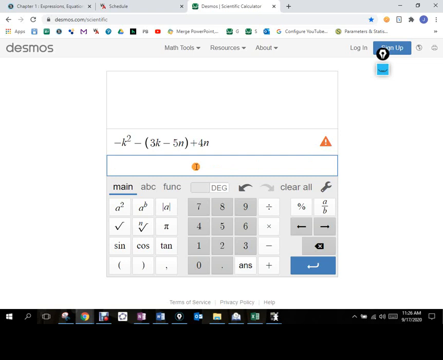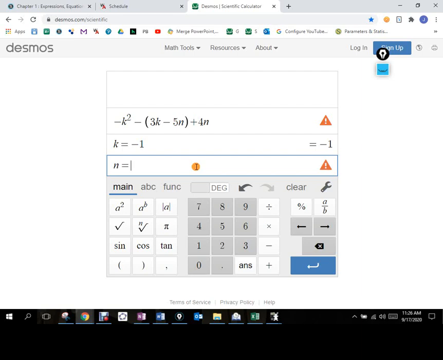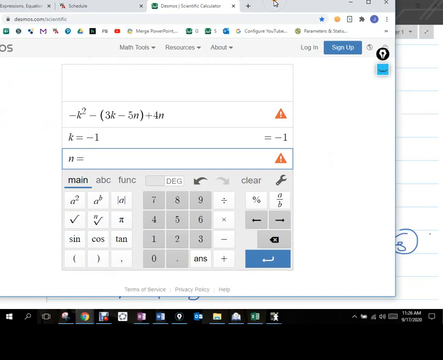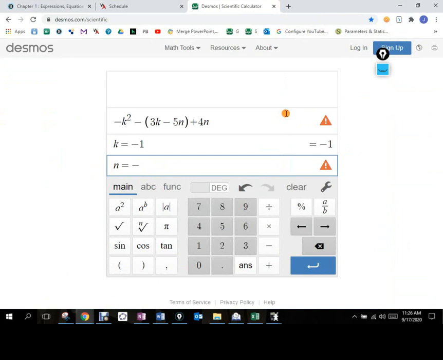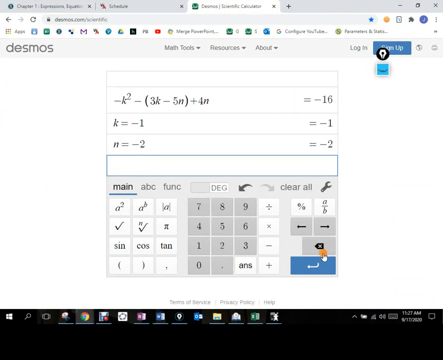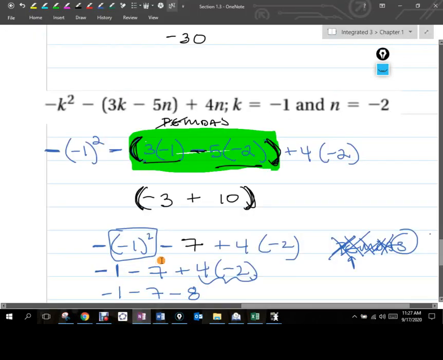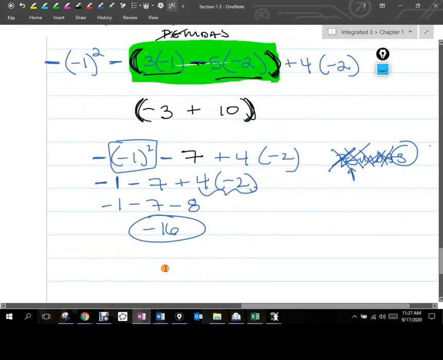I'm going to come down to the next line. I'm going to hit K, and we'll hit equals. And we said K was going to be negative 1, right? So I'll type in negative 1. Then we'll hit enter, go to the next line, and type in what N was. What do we say N was? Negative 2. Once I evaluate everything, the calculator takes those numbers, plugs them in, and gets negative 16. And that's what we came up with down here, isn't it? That kind of makes sense?